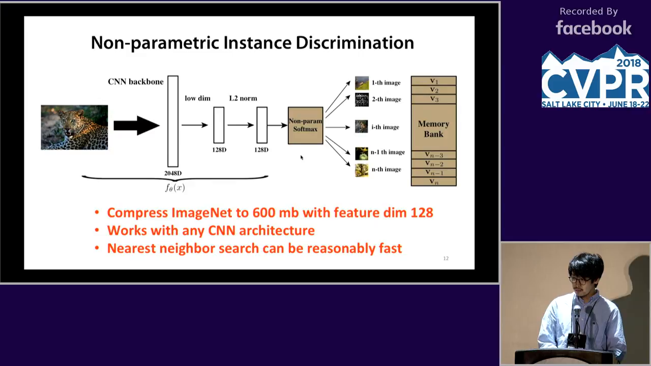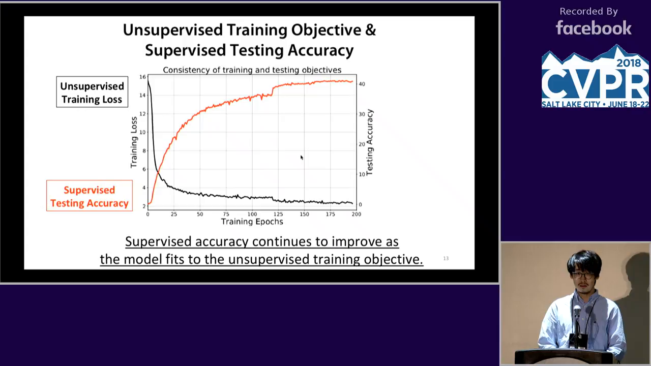So here we show the training loss and testing accuracy through the learning epochs. We can see the testing accuracy continues to improve as the model fits to the training data. This is highly non-trivial because for unsupervised feature learning, training and testing have totally different targets.